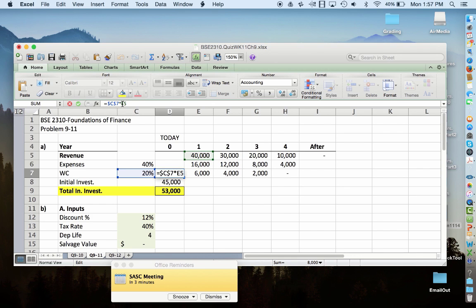And then when I do year 1, I'm going to use the year 2 revenue. So the 20% of year 2's revenue. And I do that. So in year 4, because my project ends, I have no working capital, because I don't have next year's revenue. So it's 0.